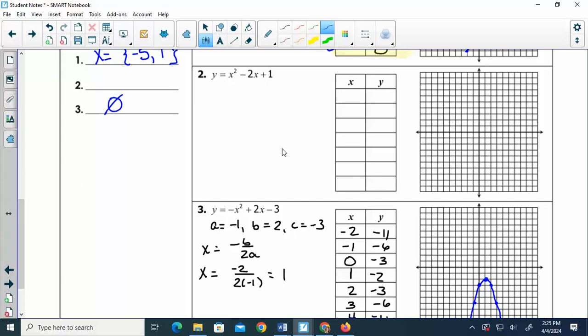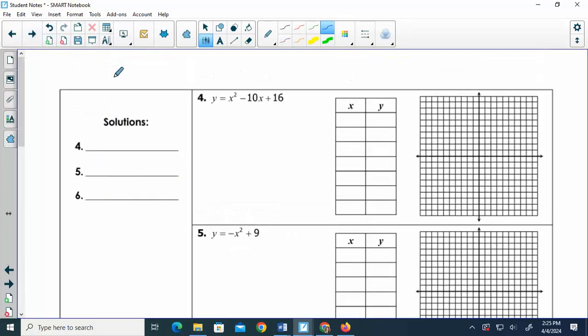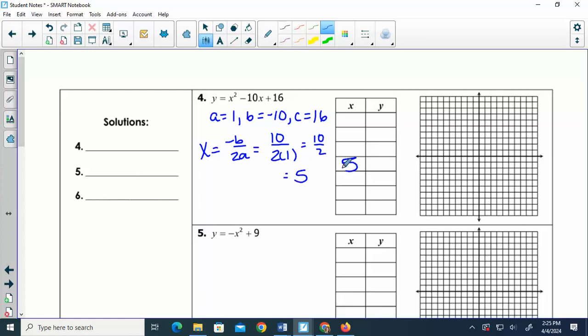All right, let's try a couple more. Let's do number 4. All right, what's my A? 1. B? -10. And C is 16. So when I do the opposite of B over 2A, B is -10, so the opposite of B is +10 over 2 times 1. So we get 10 divided by 2, which is 5. So that's the center.